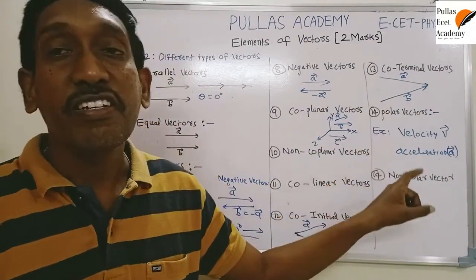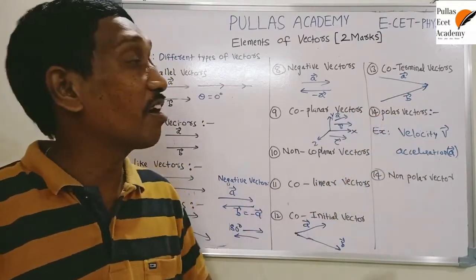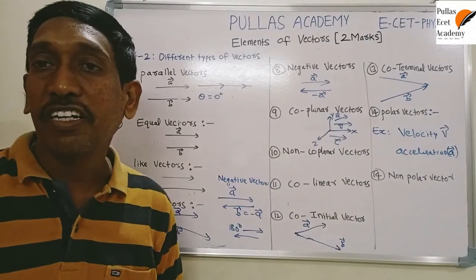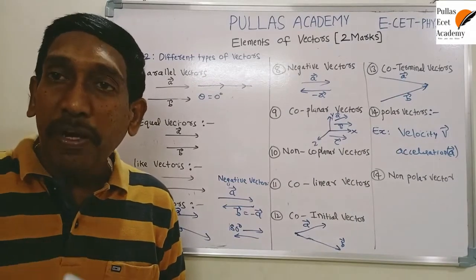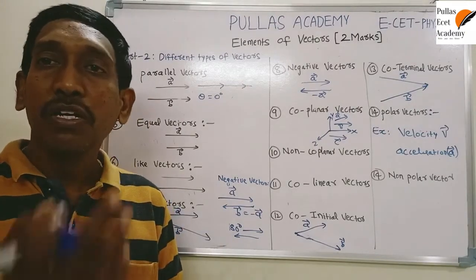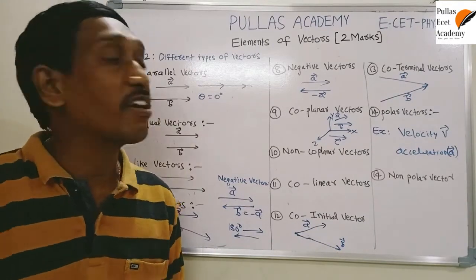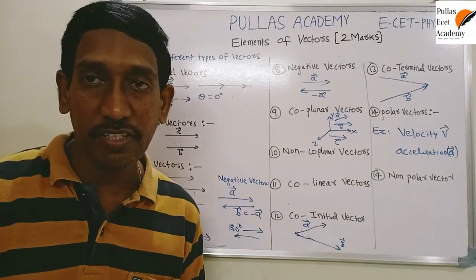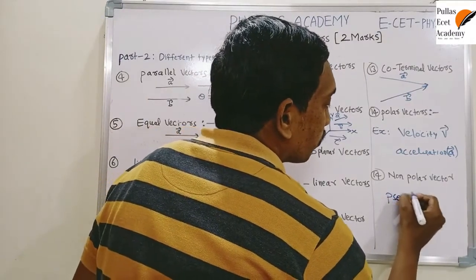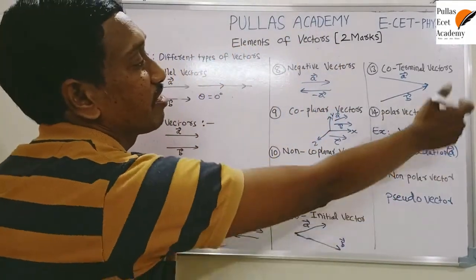Polar vectors do not depend on the rotation of the axis; they are independent of the axis. That's why these are also called non-axial vectors. But non-polar vectors are axial vectors. Why? Because they depend on the rotation of the axis. The vectors which depend on the coordinate system are called non-polar vectors. So these are not actual true vectors, these are false vectors, also called pseudo vectors. So these are false vectors, those are true vectors; these are axial vectors, those are non-axial vectors.